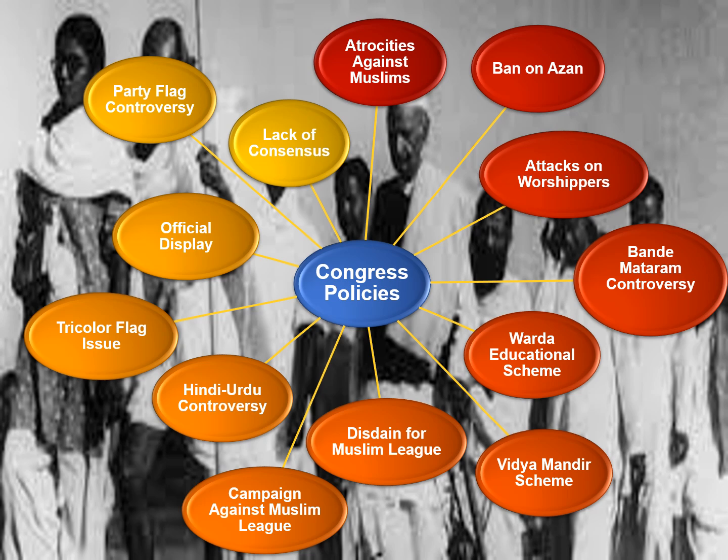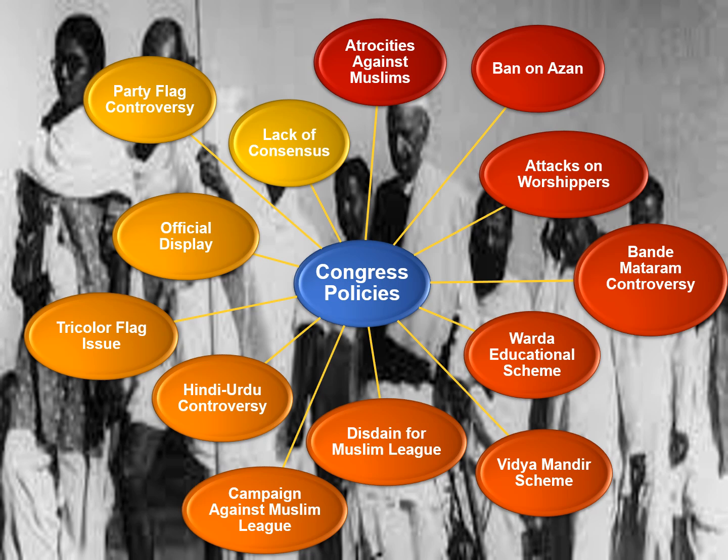Then we have the Hindi-Urdu controversy. Congress promoted Hindi as an official language and sidelined Urdu, creating further resentment among the Indian Muslims. Then the tricolor flag was issued by the Congress, and it was called Tiranga. Further, it fueled the Muslim resentment.